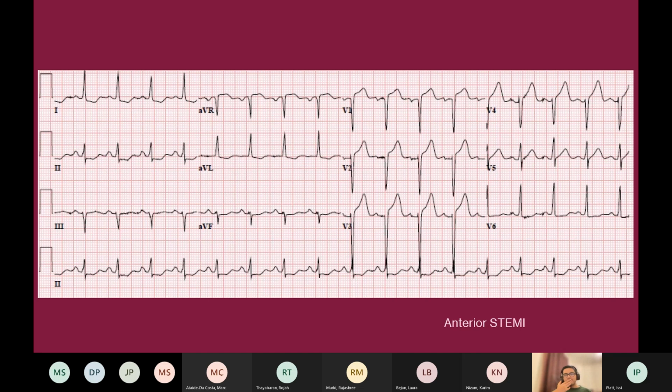Very good. Can you isolate the coronary that the STEMI is occurring in? Or if you tell me which leads. Yeah, so left anterior descending. It's looking like LAD. It's looking like it's the anterior leads, V1 to V4. Very good.